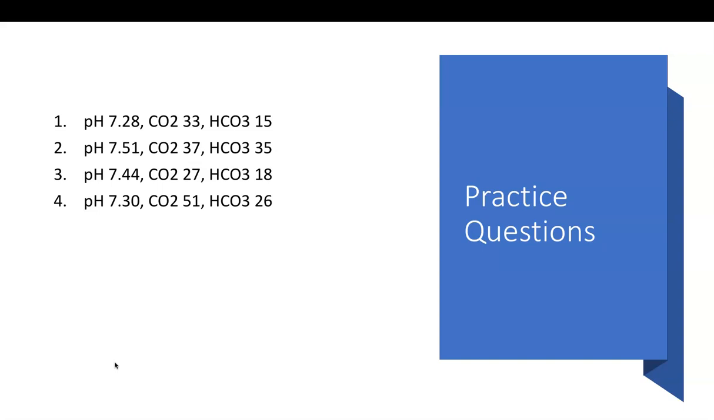Number 4 is uncompensated respiratory acidosis. Why? My pH is low and my CO2 is high.